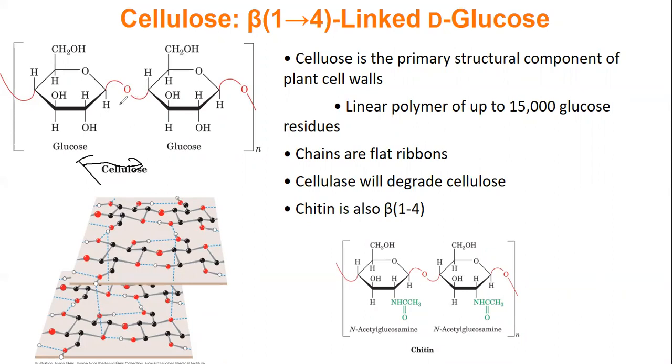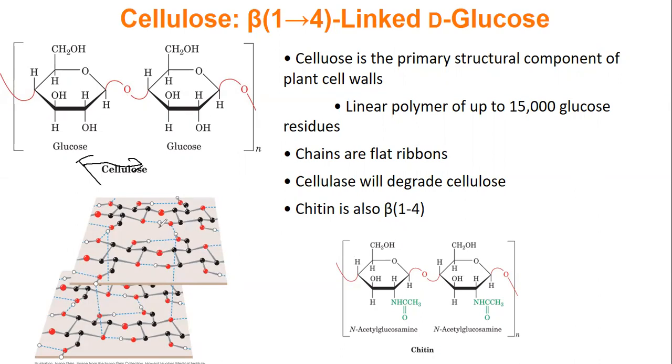It's just a straight line that can be up to 15,000 glucose residues long. The reason why it is so sturdy is because these can form ribbons, flat sheets. And between these ribbons, you have hydrogen bonds that are holding these ribbons together. That's what makes cellulose so strong: the hydrogen bonds between these sheets holding everything together.